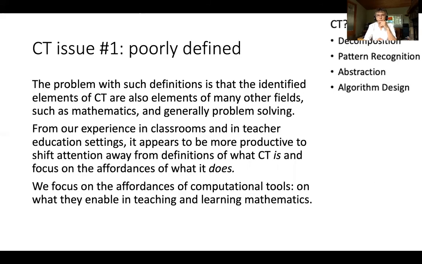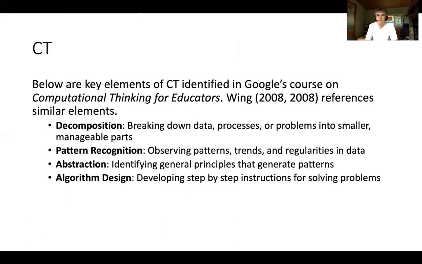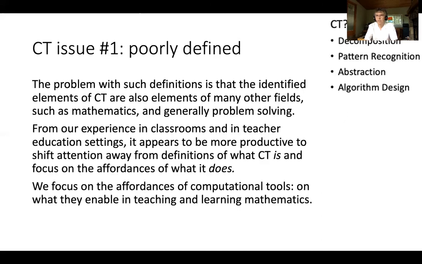So it's poorly defined, first of all, because all these things that you see here are also part of other subjects. In mathematics, abstraction is at the heart of mathematics. Algorithm design, of course, you design a way to solve problems. All these things belong to other fields as well. So what we've done when we use the label CT, we didn't focus on these descriptors. What we focused on were the affordances of the tools that we used. What did they afford us? What could we do differently or better?